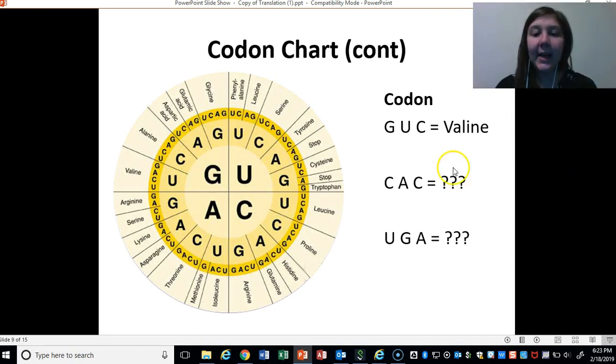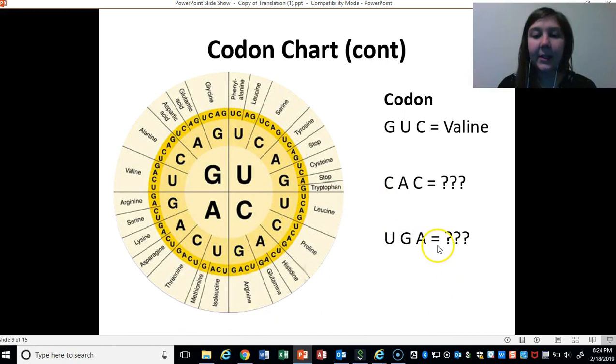So what would CAC be? If you got histidine, then you are correct. So again, we start in the center, C, A, and then I go to C here, and that would be histidine. There are versions of the chart of both kinds that will only show abbreviations. You can always just write the first 3 letters of the amino acid.